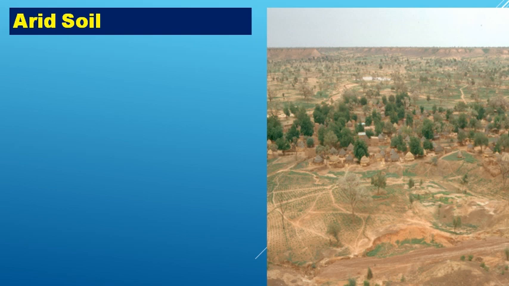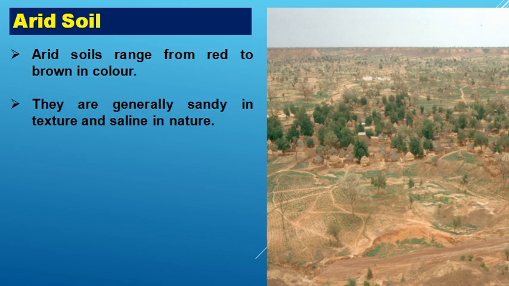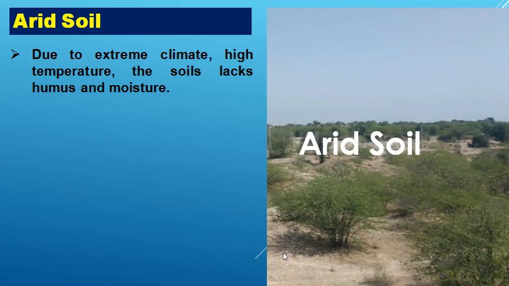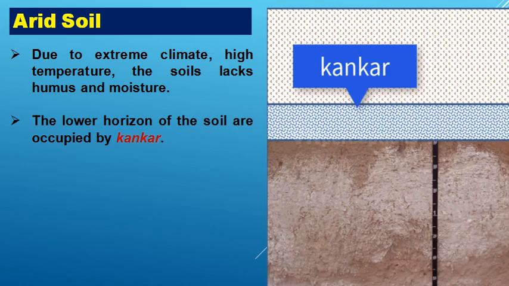Then comes the arid soil. When I say arid soil, we have come to the eastern side of Rajasthan. So arid soil ranges from red to brown in color. Next, they are generally sandy in texture and saline in nature. So the percentage of salt is more, and in some areas we can even extract salt. So salt is obtained by evaporating the water in certain areas, like we have the Sambar lake of Rajasthan from where we get salt. Now due to extreme climate, high temperature, this soil lacks humus and moisture.